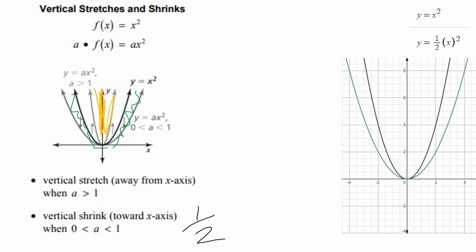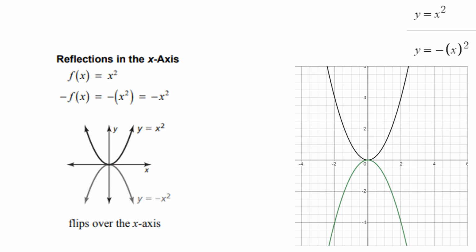And that's a vertical stretch and shrink. And this example that you see on the right, this is an example of a what? A vertical compress. Because it's stretching towards the x, it's getting closer and closer to x. Alright?